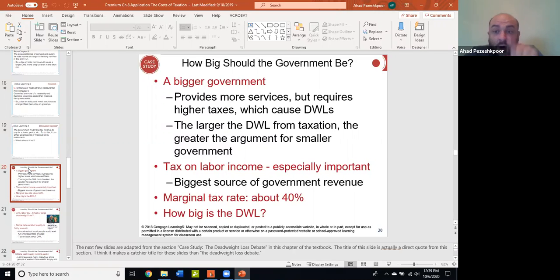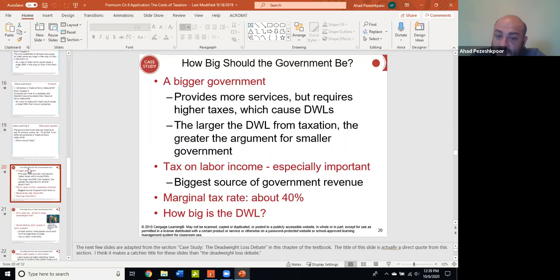But always remember that governments can actually end up spending the tax money on good things. Tax is not always something bad. The deadweight loss could end up being compensated by a really good government policy. Tax on labor income, especially important. It's the biggest source of government revenue. Marginal tax rate, it's about 40%. Wow.